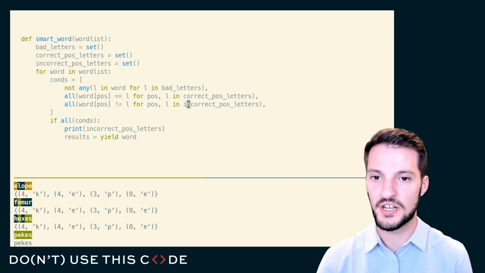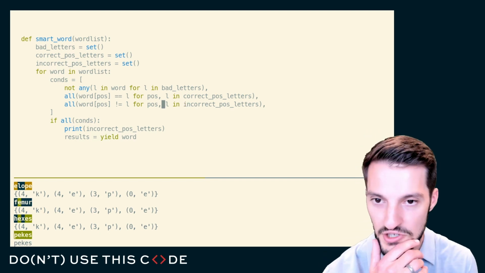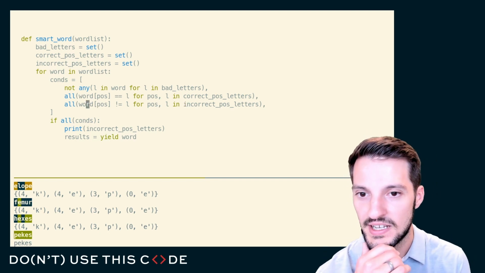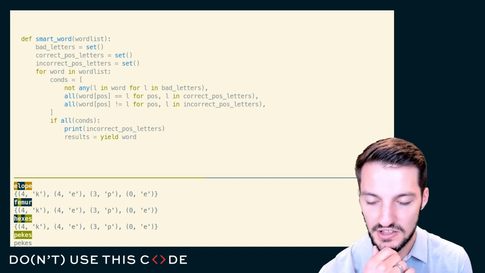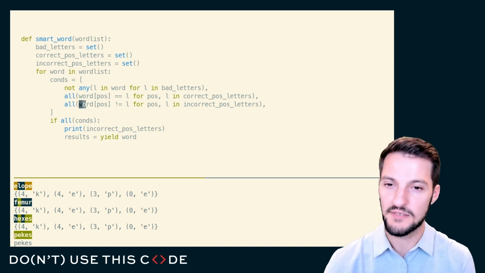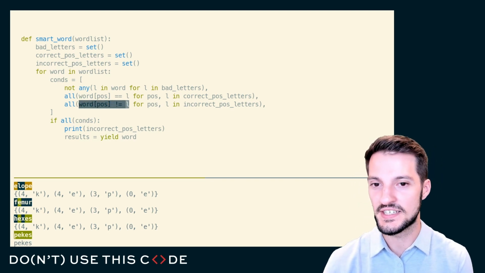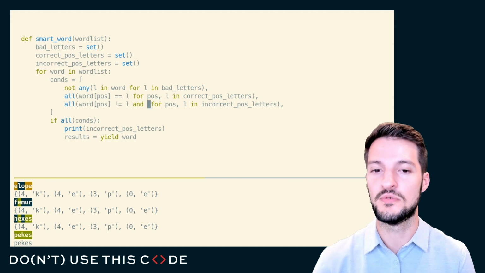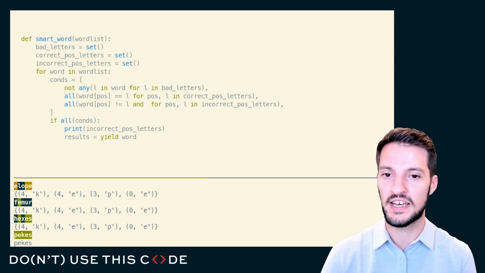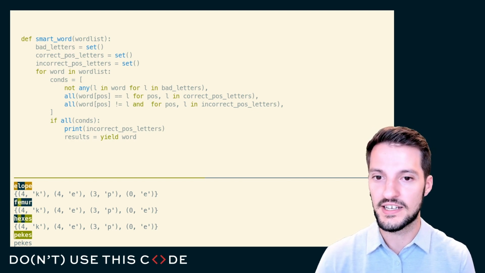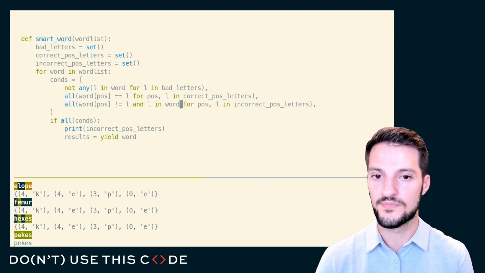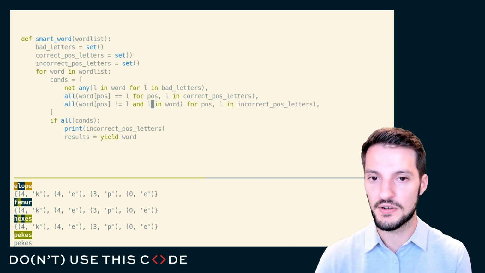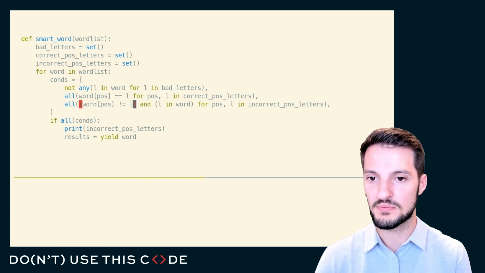So that seemed to smarten it up a little bit, but I do know even more information than this. The incorrect position letters tell me both that this letter does not exist in this position, but this letter also just exists in the word, just in general, just not at this specific spot. So I need to add a little bit more logic, and I'll say L in word. And I'll parenthesize these so I know that this and should be joining afterwards, very explicitly.